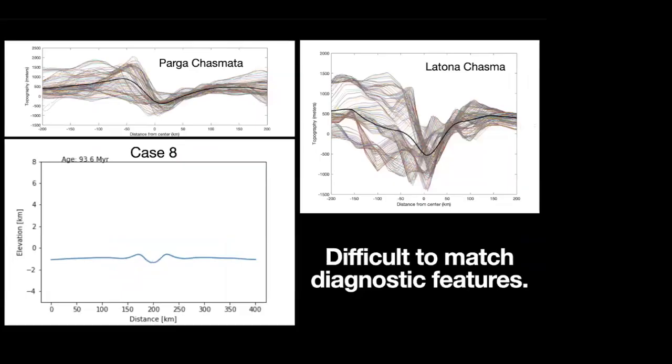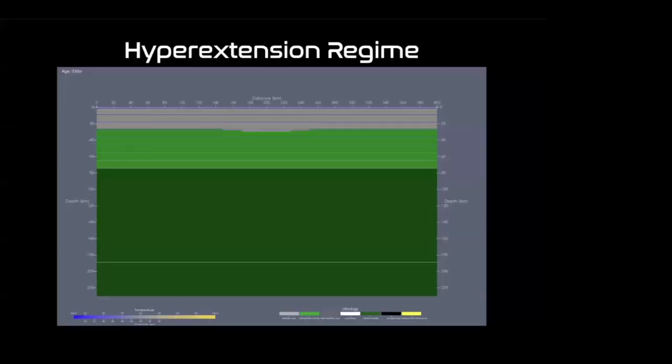There's a similar story when you start looking at the Parga Chasmata and Latona Chasma, in that there's all this complexity that you'd associate with continental rifts, which doesn't really work with the idea of, oh, maybe spreading just looks different on Venus, where you have this high temperature, high pressure surface. So these diagnostic features, like this symmetry or that broad asymmetry, are really difficult to match. So it's not very convincing.